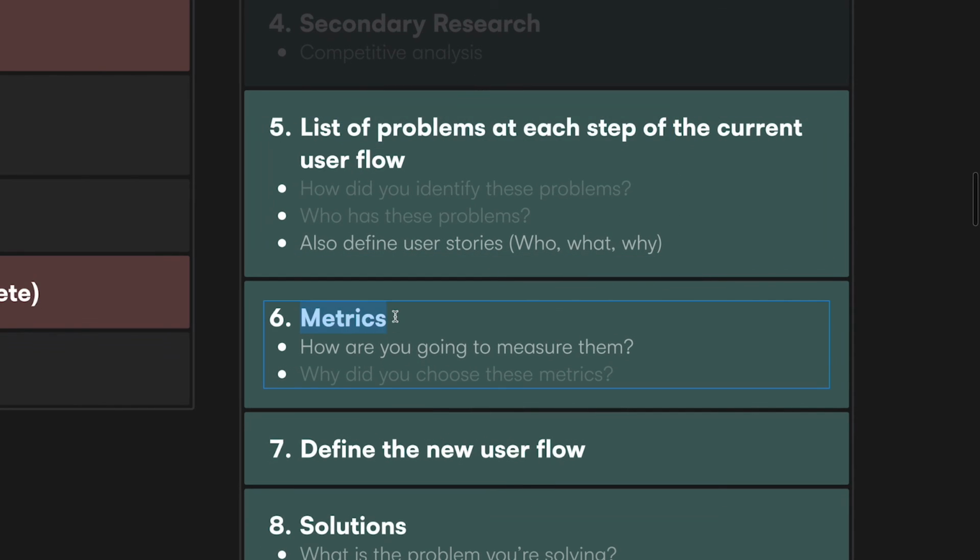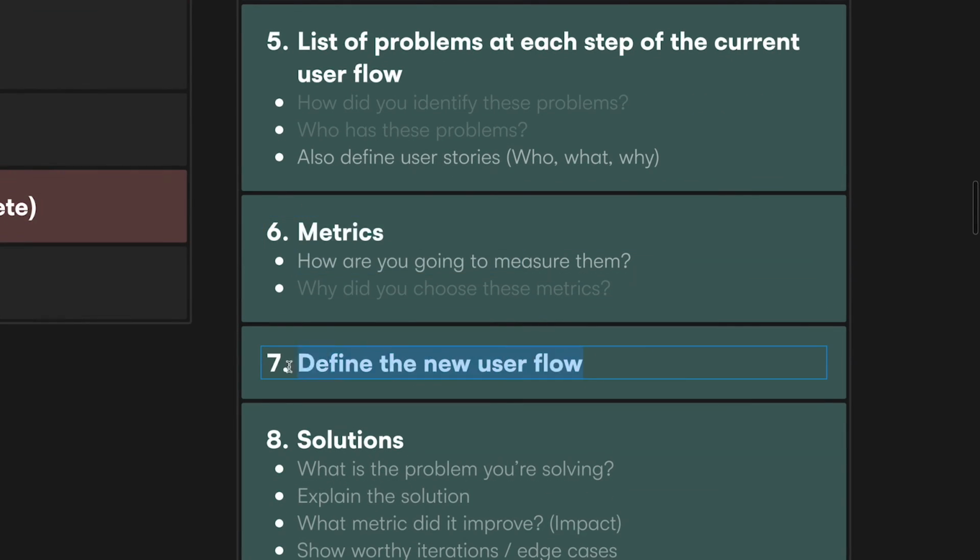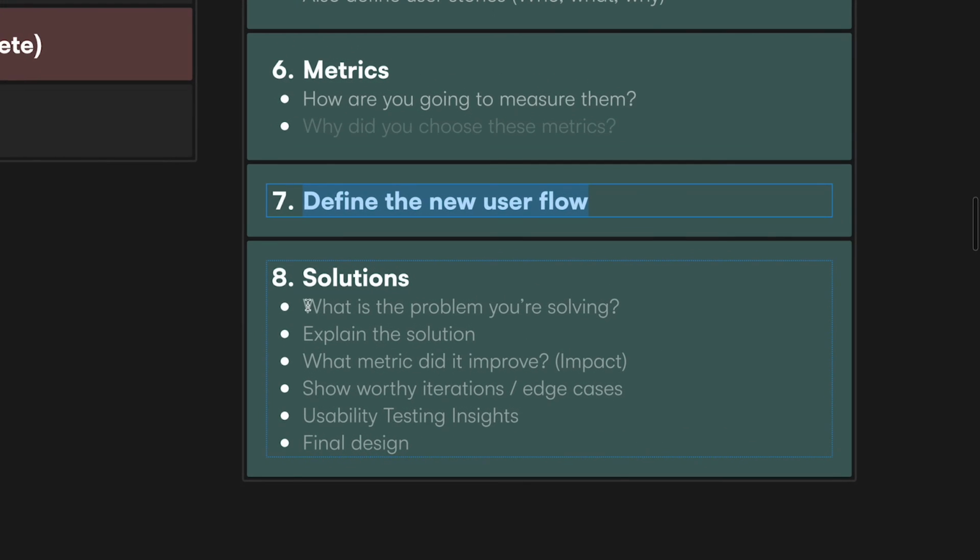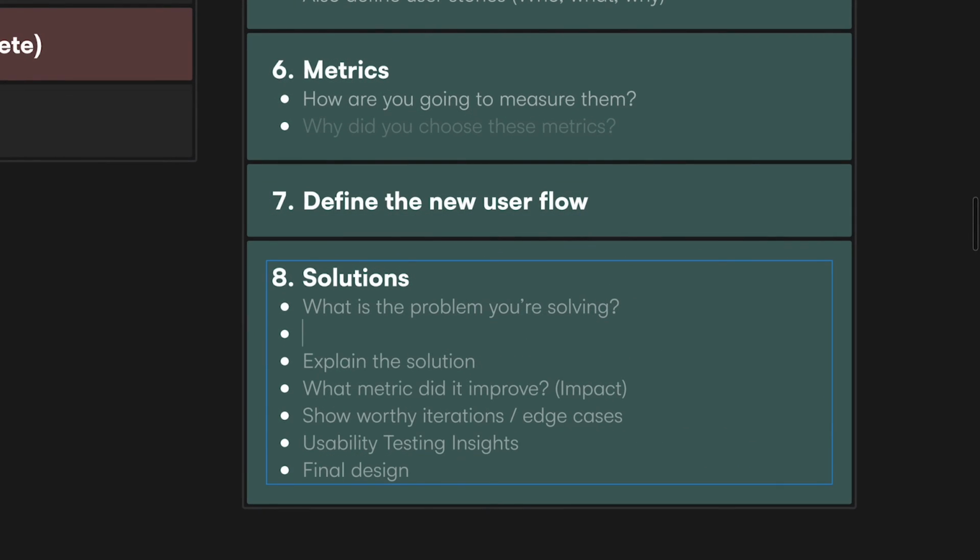And then you mention the metrics for each of the problems you identified at each step. Once you have metrics, you can now define the new user flow, which also sometimes can be a part of the solution as well. You define the new user flow, okay? And then you say, what is the problem you're solving, okay? What stage is the problem in that is being solved, okay? So what is the problem? What stage is it in? All right. And then you explain the solution and then what metric will it improve when you explain the solution.